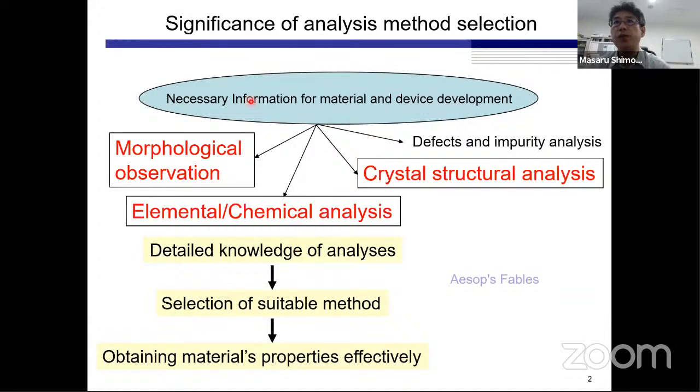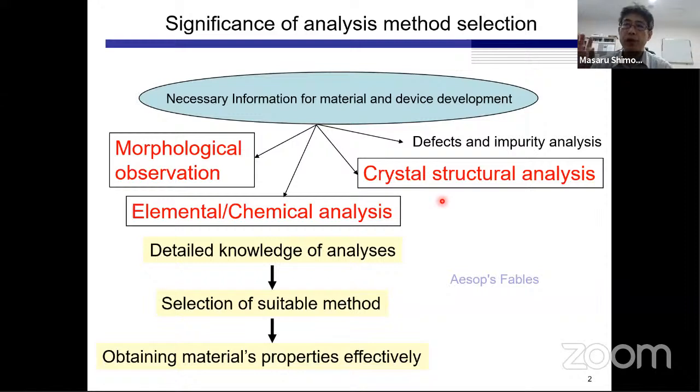And I want to explain XPS, but before that, I would like to say about the significance of analysis method selection. If we need information for material and device development, we have several different types of analysis methods. For example, one is morphological observation, including microscopic methods like SEM, TEM, and optical microscopy. The second one is elemental and chemical analysis. And the third one is crystal structural analysis, and also defects and impurity analysis.